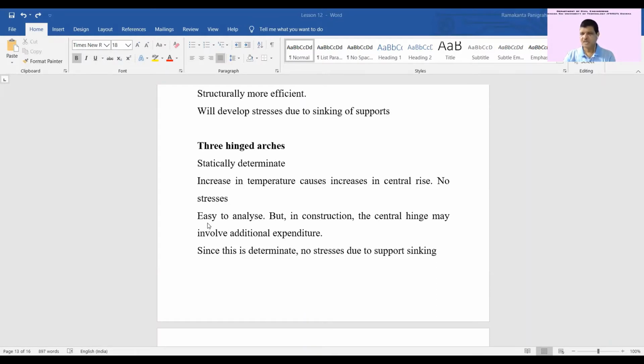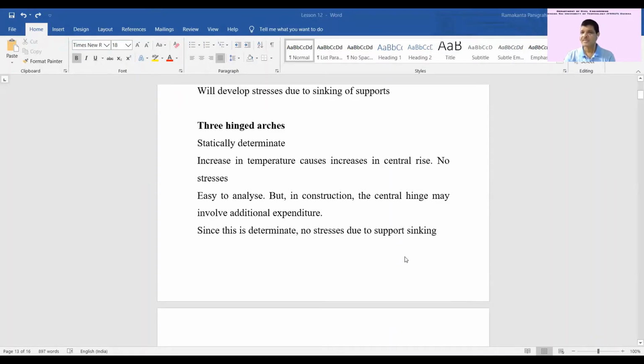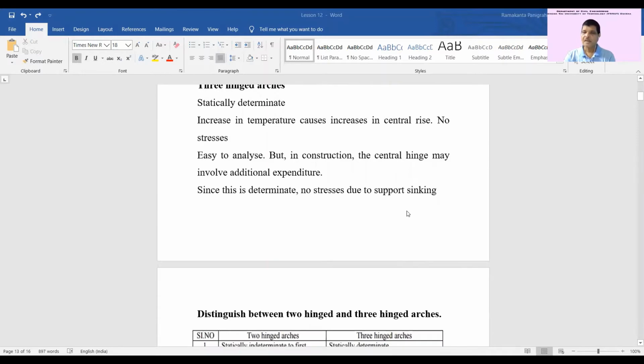It is easy to analyze because there are three unknowns and three equations. So you can directly put the three equations of equilibrium, sigma V = 0, sigma H = 0, sigma M = 0, and directly find the unknowns. In construction, the central hinge may involve additional expenditure, because you are providing a hinge at the center in this three hinged arch, so the cost will be more. Since it is determinate, there are no stresses due to support sinking.